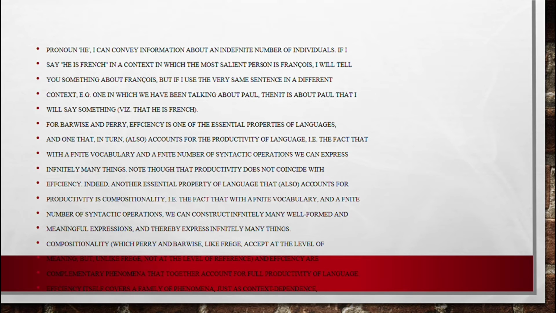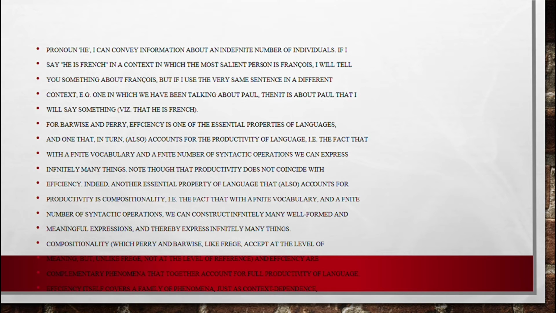For Barwise and Perry, efficiency is one of the essential properties of language, and one that in turn also accounts for the productivity of language, i.e., the fact that with a finite vocabulary and a finite number of syntactic operations we can express infinitely many things.